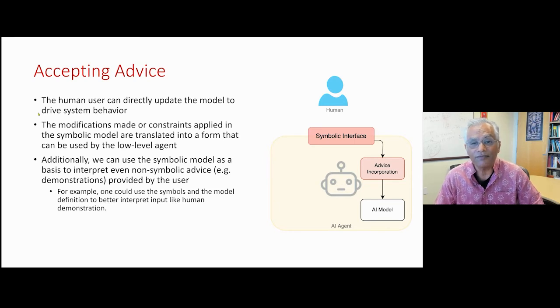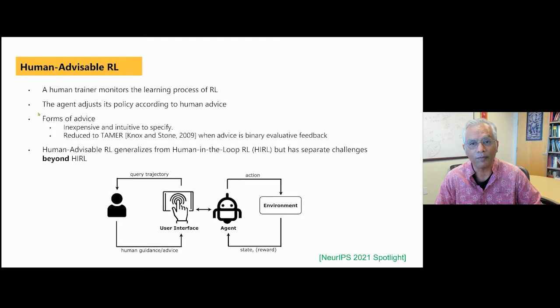We want to provide this such that modifications are made and constraints applied to the symbolic model. And those are translated into a form that can then be used by the AI agent in its processing. And of course, we can even use the symbolic model as a basis to interpret even non-symbolic advice, such as demonstrations, as we'll show in a minute. That also can be an advantage of the symbolic models.